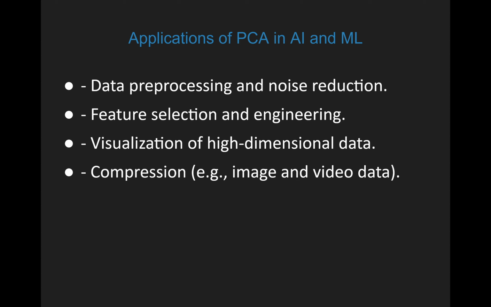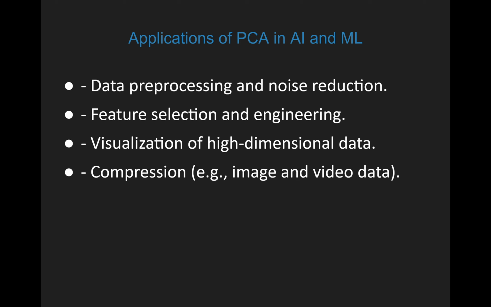If we talk about applications of PCA in AI and machine learning, we start with data pre-processing and noise reduction. High-dimensional data normally contains noise, missing values, and irrelevant features that degrade model performance. PCA helps in filtering out noise by focusing on the most significant components, effectively denoising the dataset.